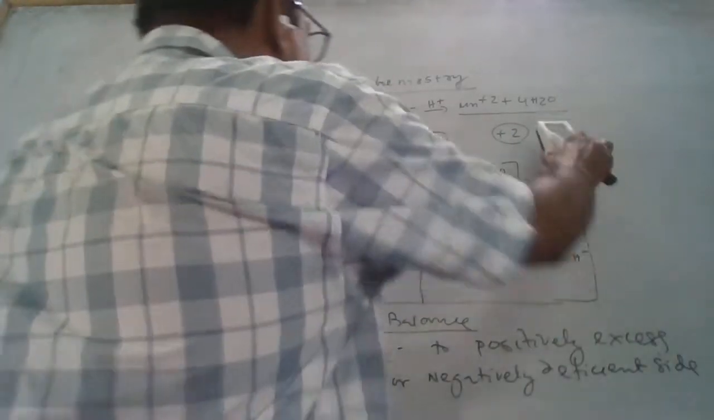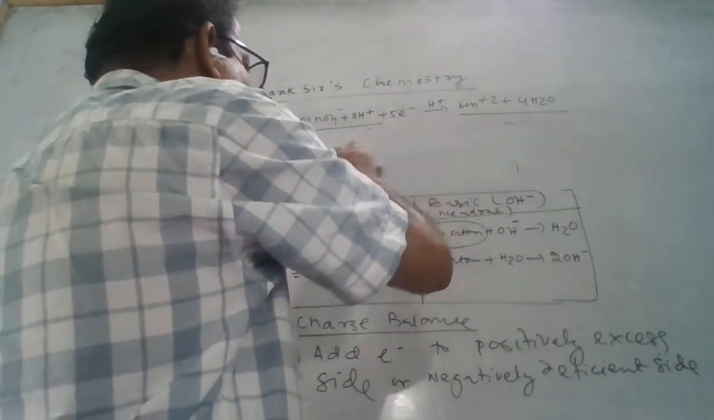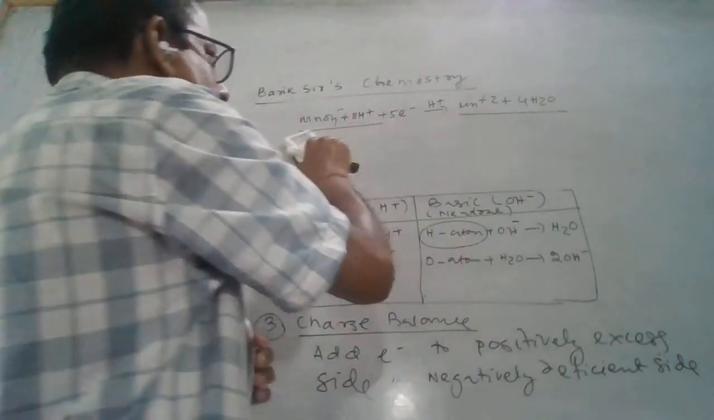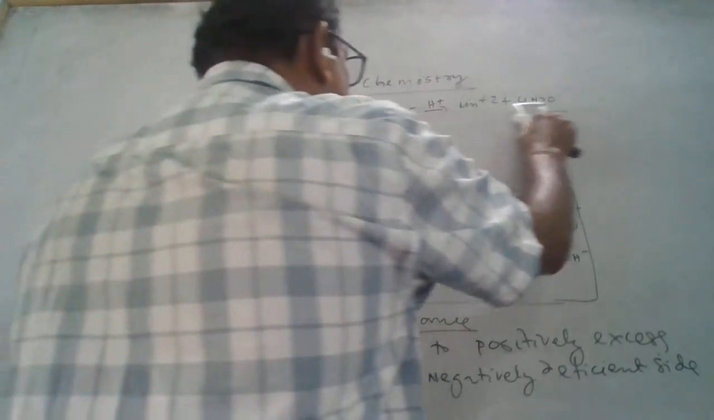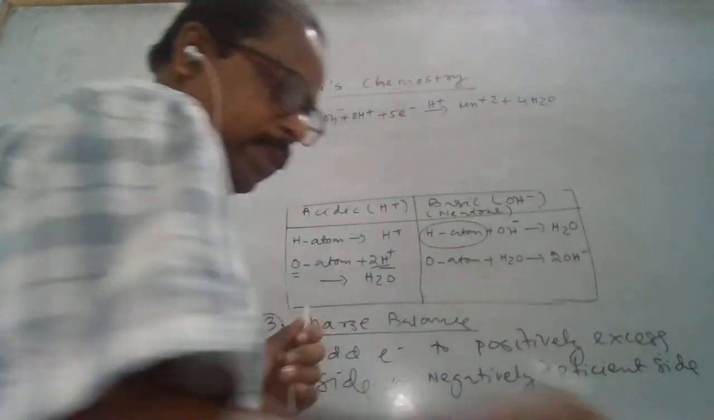So now this is the completion of the balance of the half reactions. This half reaction is completely balanced.